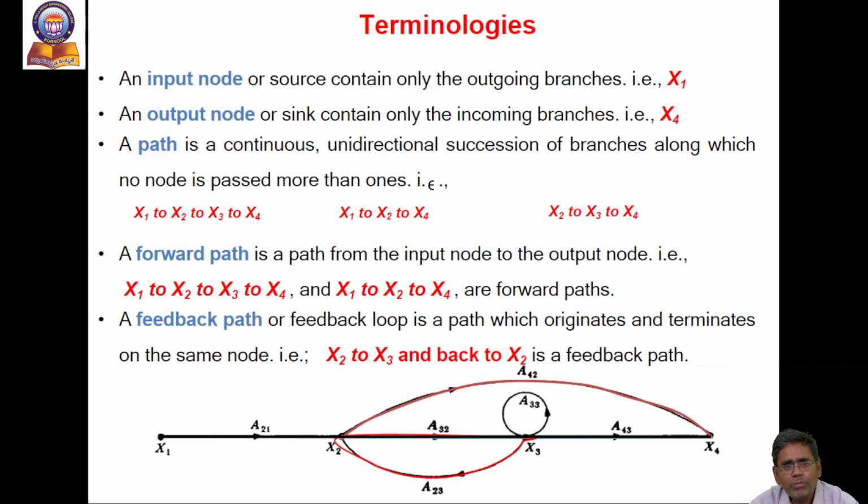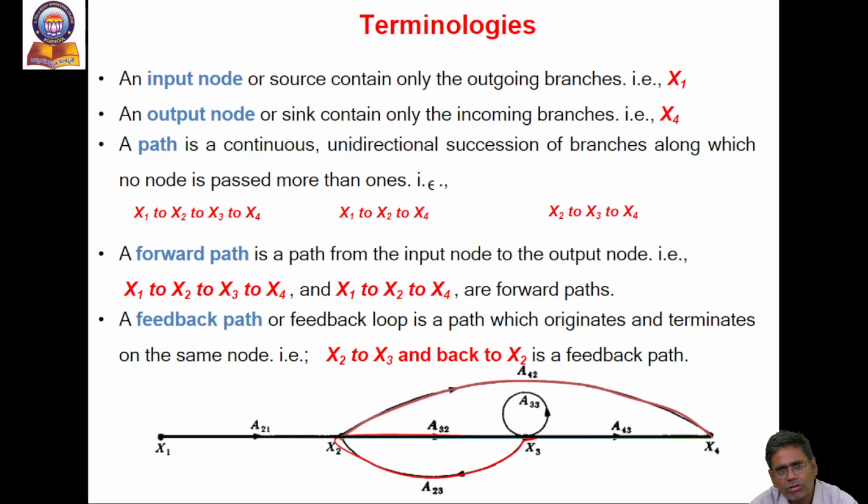Terminology. An input node or a source contains only outgoing branches. These are the definitions. What is the input node? What is the output node? What are the path, forward path, and feedback path? We know all these definitions.